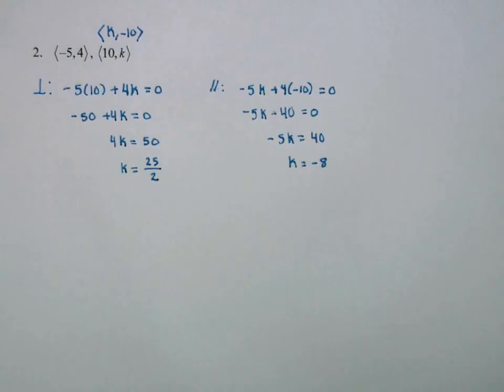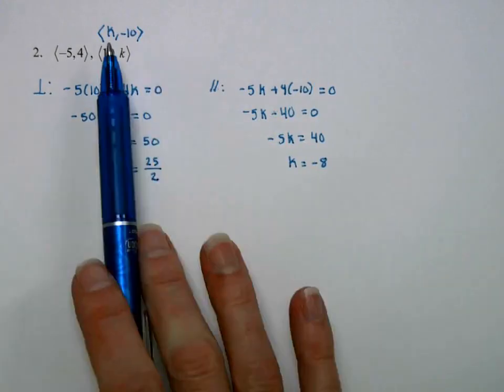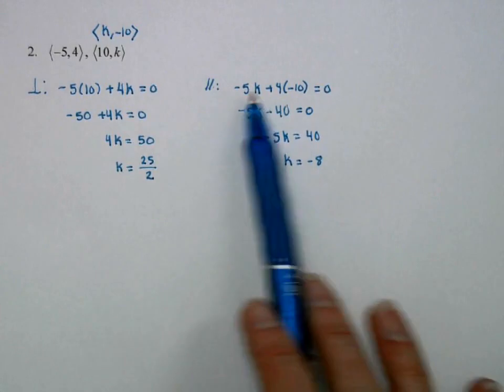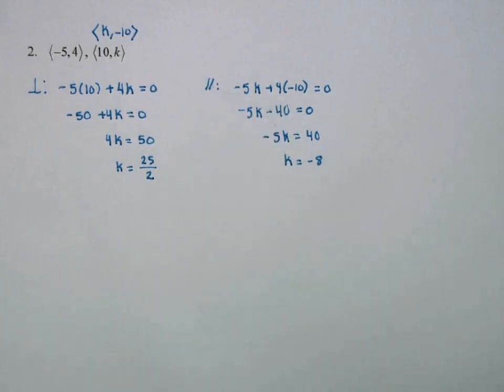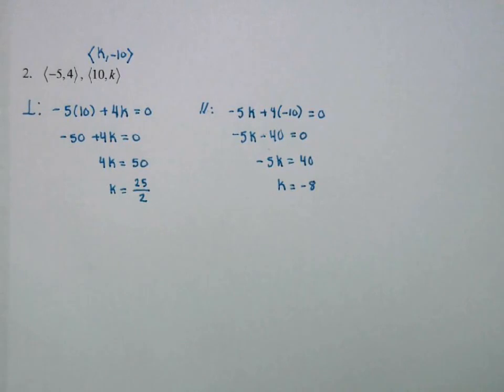Okay, so if we do that, do the dot product, set it equal to 0 for perpendicular, we get 25 halves. Make a perpendicular vector, do the dot product, set it equal to 0, and we get negative 8. And that is how we define vectors in the coordinate plane.